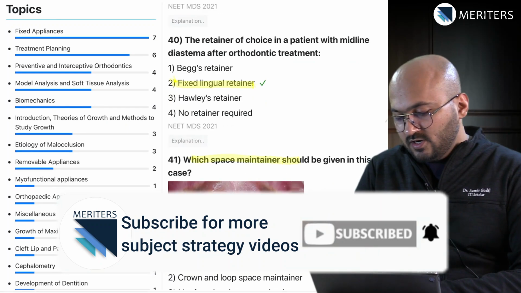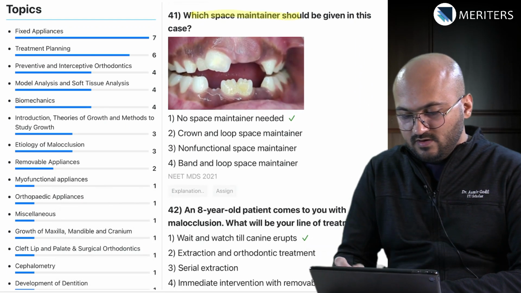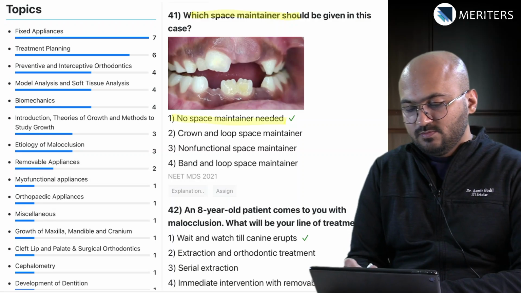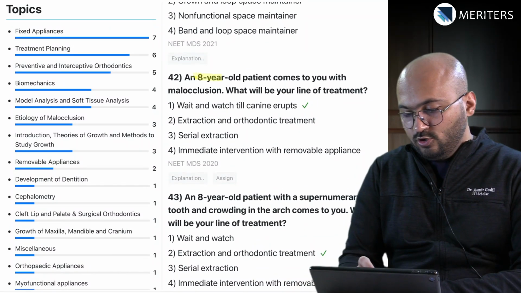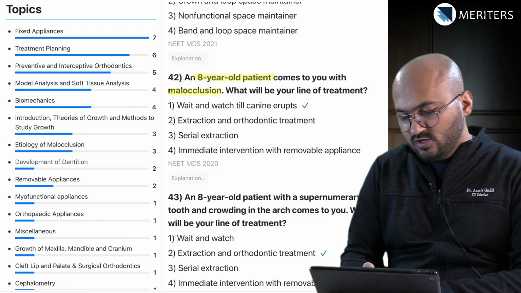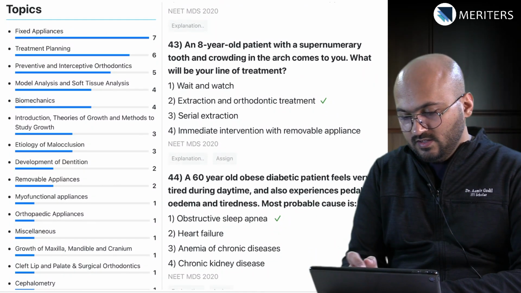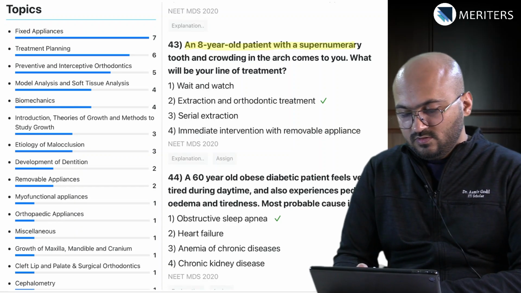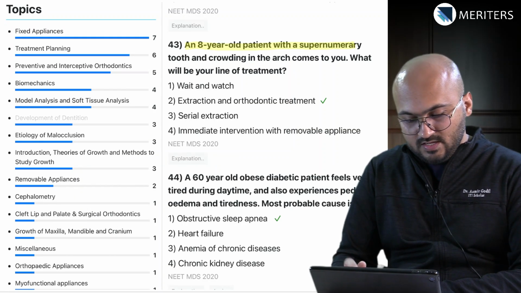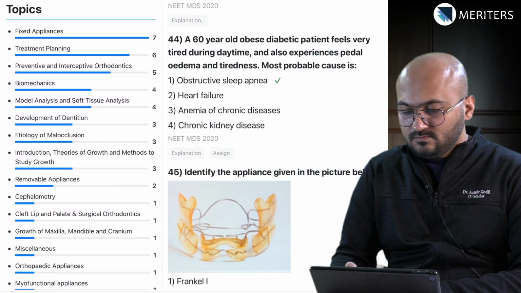Then which space maintainer should be given in the clinical situation? This is a growing patient with development of dentition going on, so no space maintainer, preventive and interceptive. 8-year-old patient comes to you with malocclusion. You are going to wait and watch. This is development of dentition. 8-year-old with a supernumerary tooth comes to you, then you will extract. This is again development of dentition, also treatment plan question.